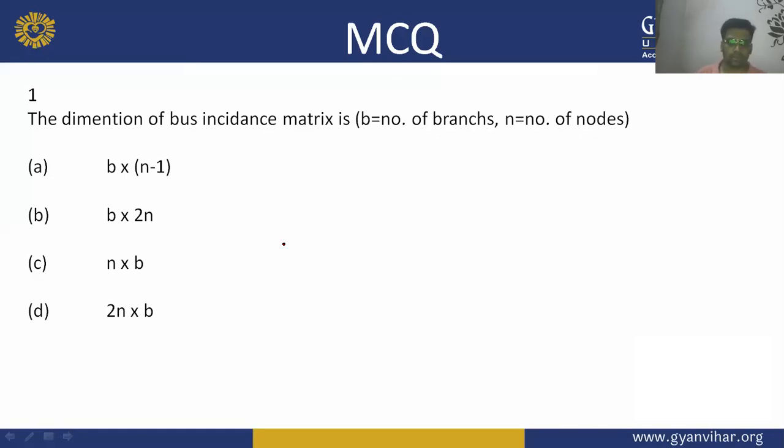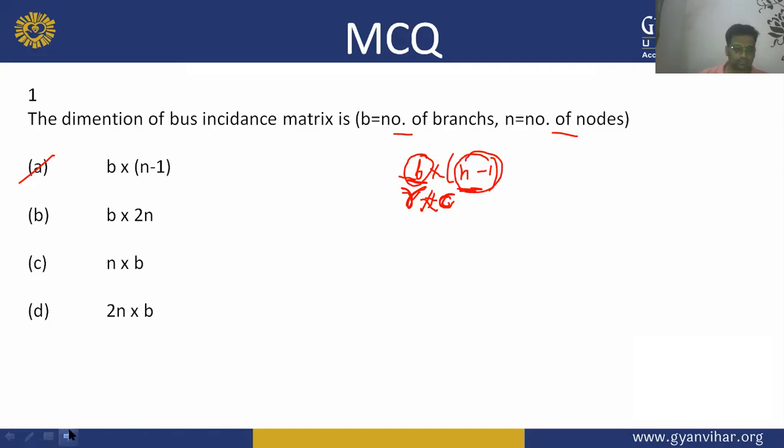Yes, tell me. Yes, the correct answer is B into N minus 1. That is, it will be the number of branches into the number of nodes minus 1. Okay, branches into nodes minus 1. This is your dimension, like the rows into columns. Okay, these will be your rows, these will be your columns. How many rows will be there? The rows will be equal to the number of branches, and the columns will be equal to the number of nodes minus 1.